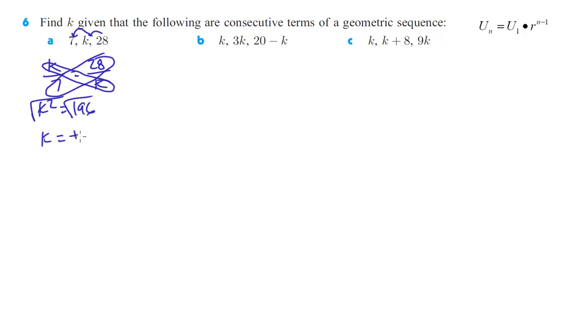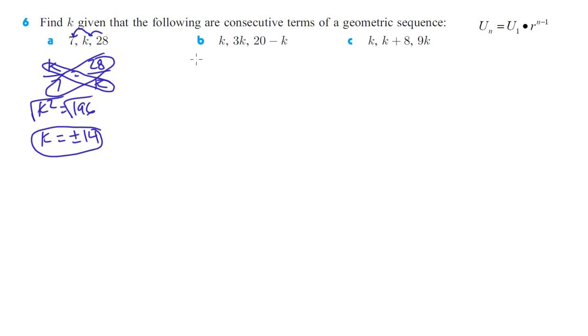Now officially it should be plus or minus 14, right? Because k could be positive 14 if we multiplied by 2. So 7 times 2 is 14, 14 times 2 is 28. Or it could even be negative 14: 7 times negative 2 is negative 14, and negative 14 times negative 2 is back to positive 28. So k could be either 14 or negative 14.